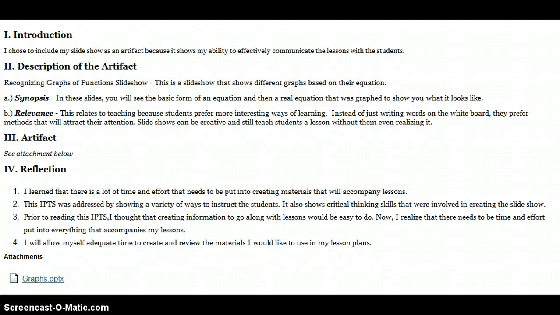The first artifact that I chose to change was IPTS number 6 on instructional delivery. I chose to change this artifact because I made a new PowerPoint that was more relevant to my speaking field. I'm very proud of this artifact because I worked really hard on it. I feel like it's something that will help my more advanced students that are graphing.